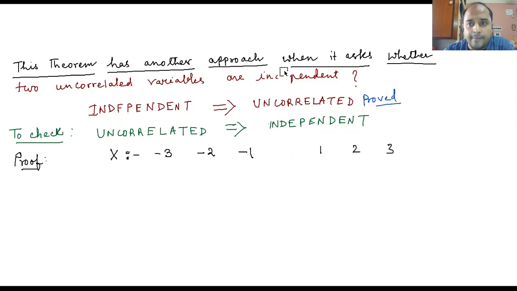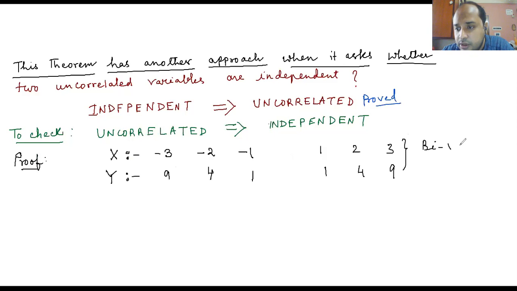And we can take the values of y in this manner: 9, then 4, then 1, then 1, then 4, and then 9. This is the bivariate distribution I am considering.